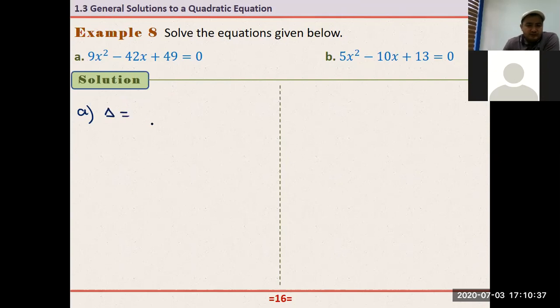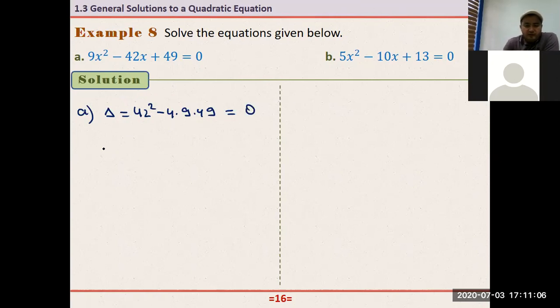First, we need to find the discriminant. Since we have a square here, I can ignore its sign. 42 squared minus 4 times 9 times 49, which using our calculator is 42 squared minus 36 times 49. That's equal to 0.